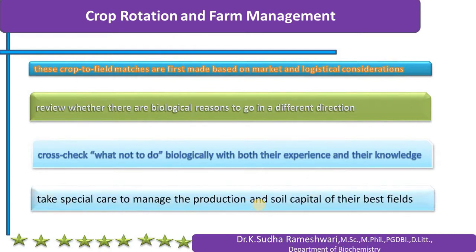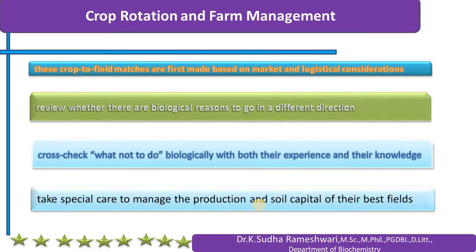Farmers take special care to manage the production and soil capital of their best fields, relying on knowledge of the fields and the crops they grow and some general principles. For example, avoid planting related crops in the same field year after year. Expert farmers determine the crop for each field each year.